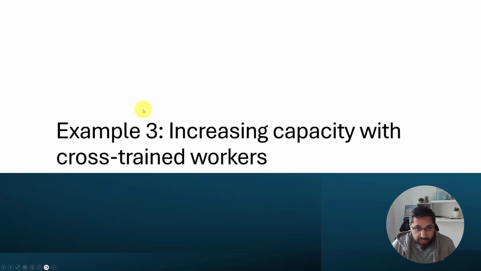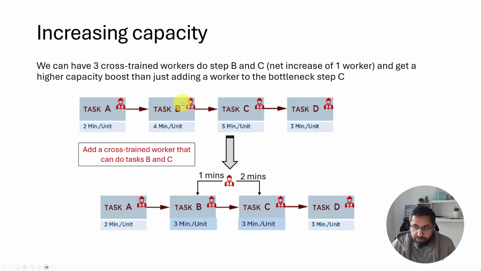So what we can instead do, instead of just adding a worker to task C, is to try to increase capacity with cross-trained workers. So what we do is we say, okay, we're going to add a cross-trained worker so that task B and C together are going to have 3 workers that they can employ. And at any given time, 2 workers could be at task B or 2 workers could be at task C, and one worker switches around to make that possible. And that effectively gives you 5 plus 4, 9 minutes of work needs to be done by 3 people. So that's effectively 3 minutes per unit cycle time, right?